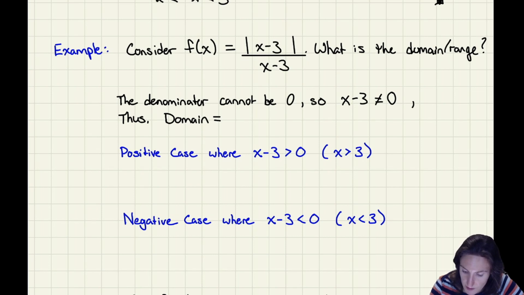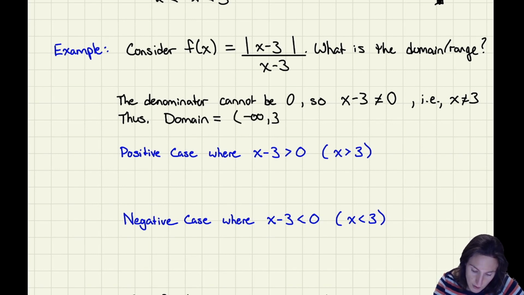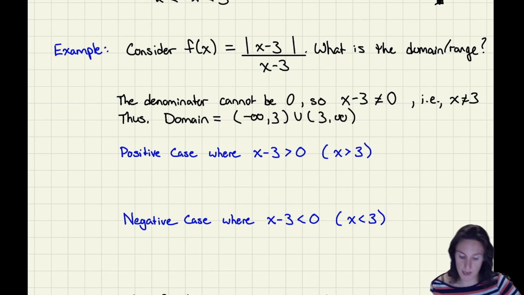And what does this mean? This means that our x cannot be equal to 3. So our domain, we don't have any other issues here. Our domain is good up until 3. So I have negative infinity to 3, union 3 to infinity. It's just that one point that is a problem.